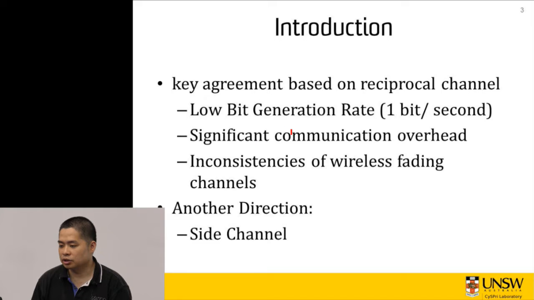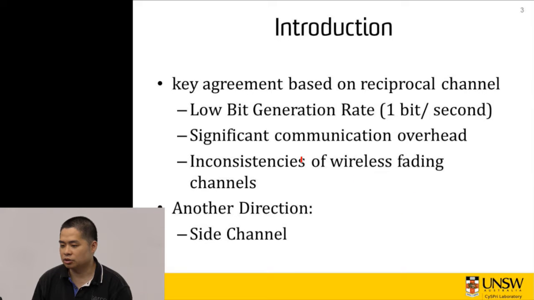The second limitation is that it incurs significant communication overhead. In order to extract those common characteristics from the reciprocal channel, both communicating parties have to exchange a number of probing packets to extract those features. So it incurs a very significant communication overhead, and no one can even predict the upper bound of that overhead for this protocol. So it's not that suitable in practical scenarios.